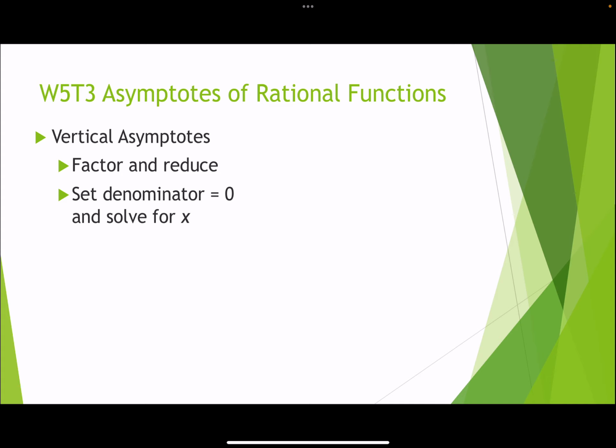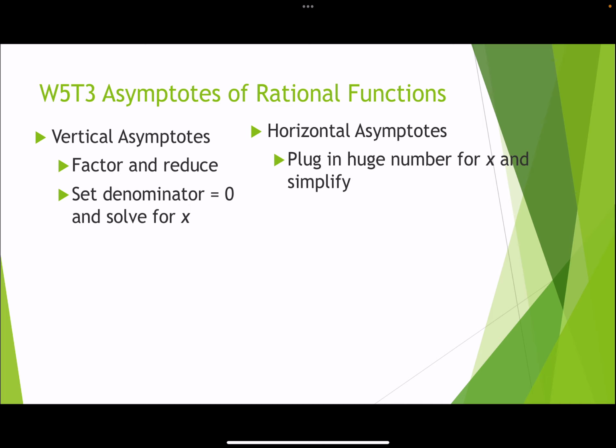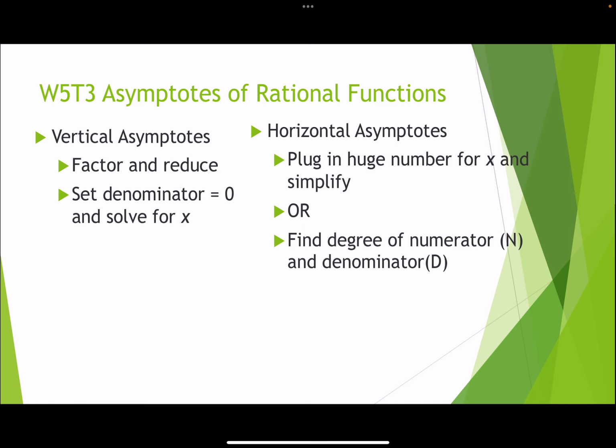For the horizontal asymptotes, it's quite a bit different. One way you can do it is you could plug in a huge number for x and simplify. That's one way to do it. Or the way that I prefer doing it is find the degree of the numerator and the degree of the denominator. That information is going to tell you a lot of stuff.